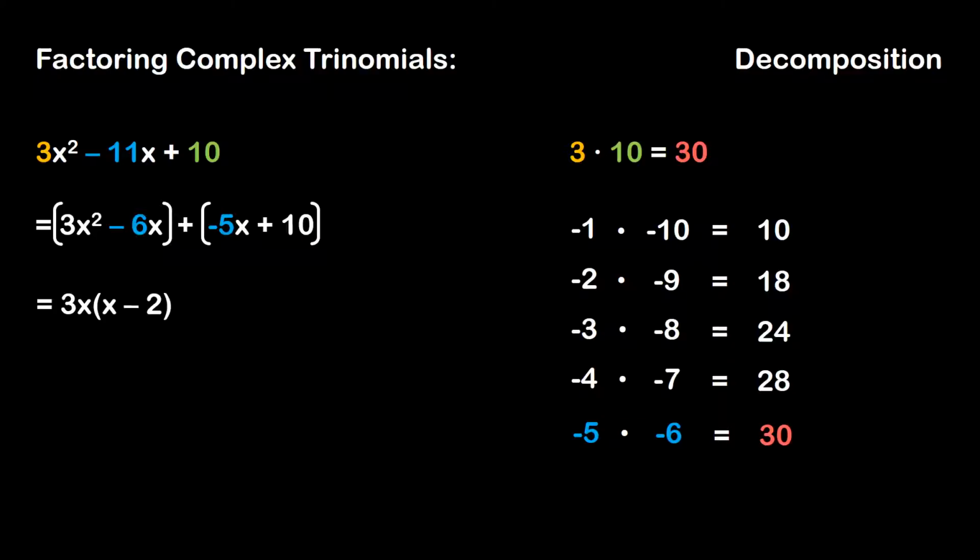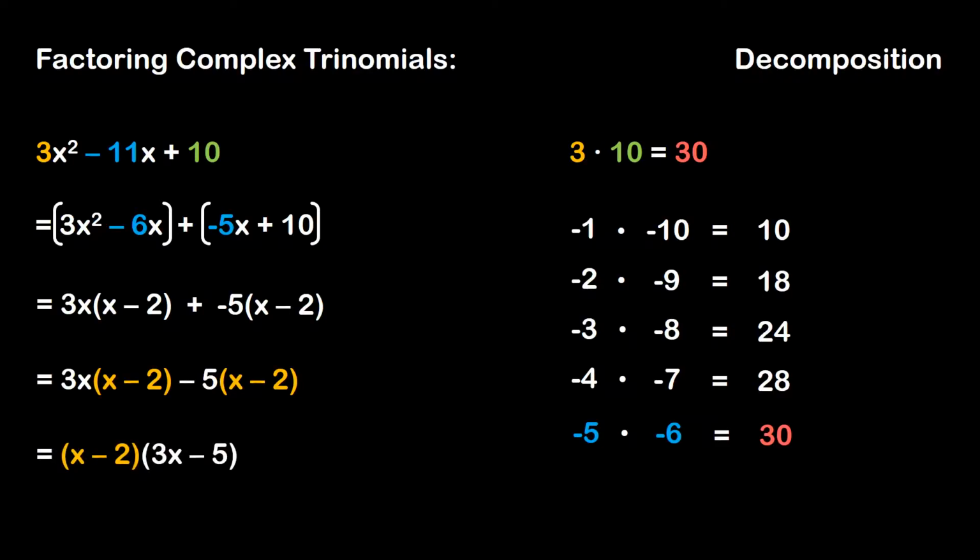For the second expression, we can factor out the negative 5. That will give us negative 5 times x minus 2. Then we're adding a negative number, so we can rewrite this entire expression as 3x times x minus 2 minus 5 times x minus 2. Once again, we notice that we have x minus 2 in both of the terms, so we can factor that out. And we will have x minus 2 times 3x minus 5. So that is our factored form.